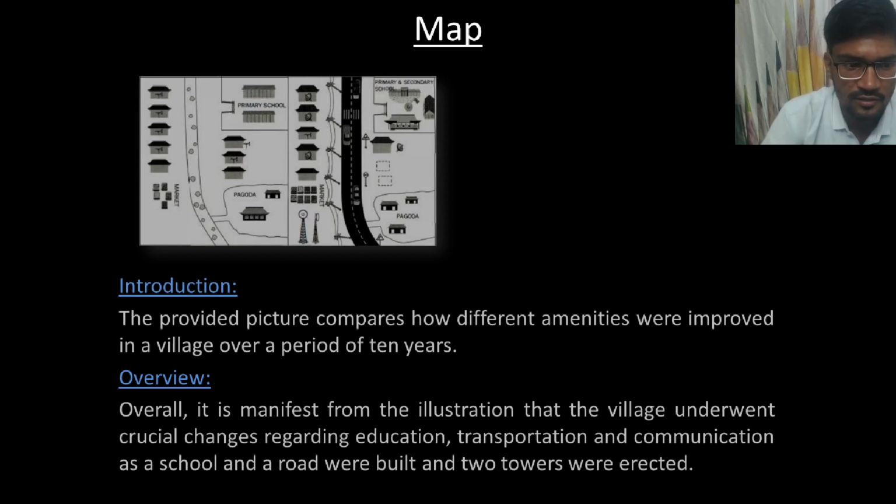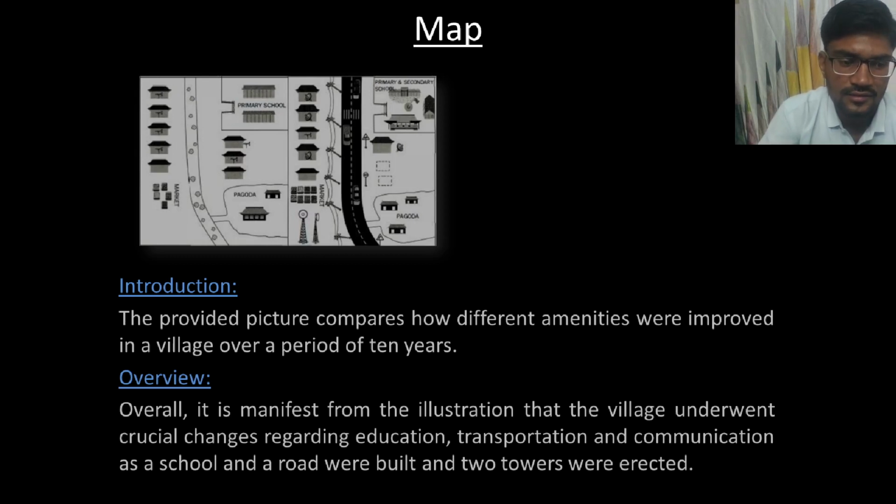So here I have paraphrased it: the provided picture compares how different amenities were improved in a village over a period of 10 years. ये देख सकते हैं आप, यहाँ पे जो amenities है मतलब facilities है that were improved over a period of 10 years. And also you can here write over a decade instead of period of 10 years. Okay, so you can paraphrase it in any way.